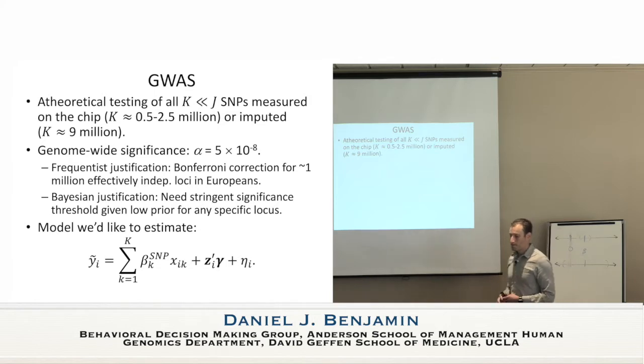Yeah? I have one question. So if it's atheoretical testing of all, why do we use like the half a million to 2.5 million and not just a full array of SNPs? Like what's in this 2.5 million compared to the broader set of SNPs that you can have to do the GWAS? You're asking what's missing from the 2.5 million relative to the 50 or 60 million? Yeah.